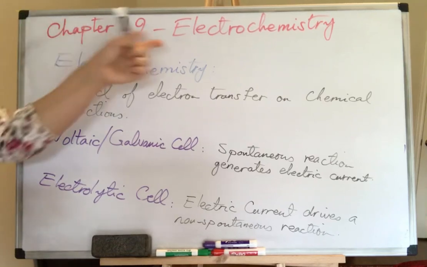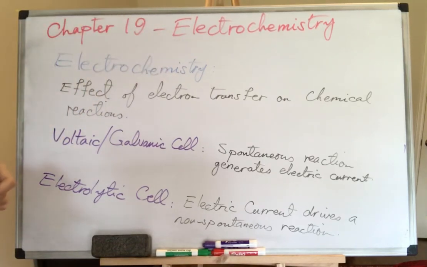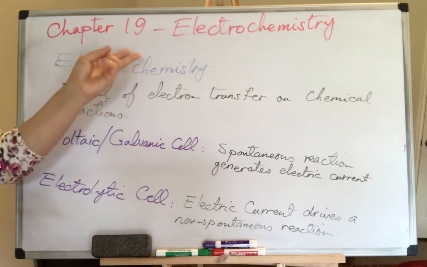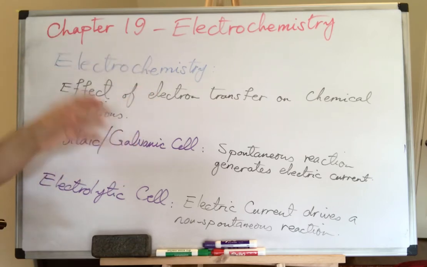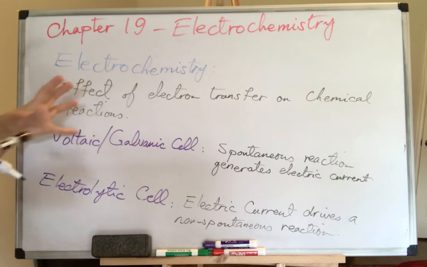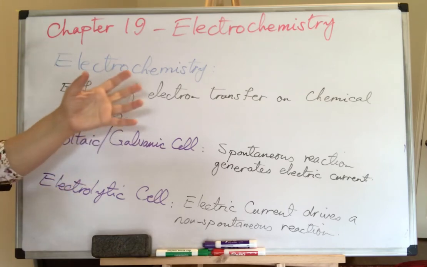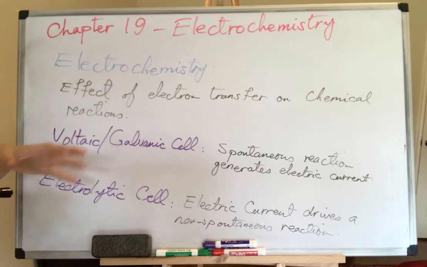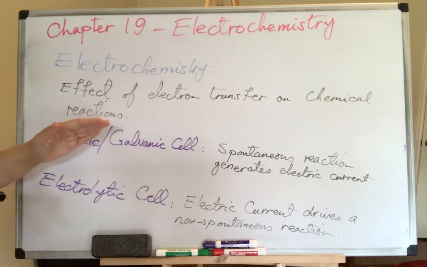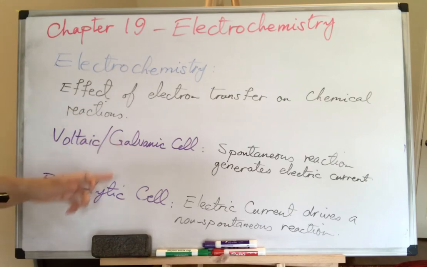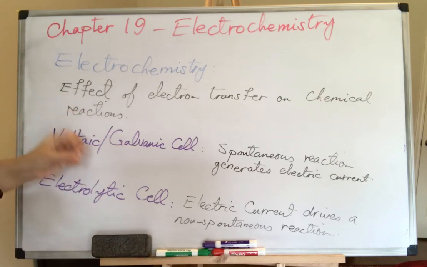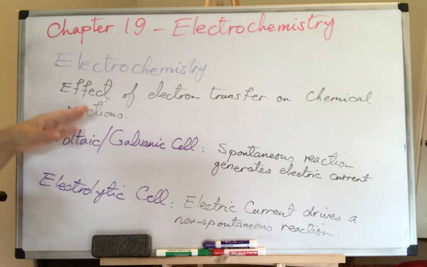We're going to start chapter 19 about electrochemistry. And what is electrochemistry? As the name says, electrons and chemistry. So it's basically the effect of electron transfer on a chemical reaction, or let's say the relation between electron transfer and chemical reactions. In this regard, we are going to refer to two of the different types of cells that we have, and we will work with them either at home or in the industry.